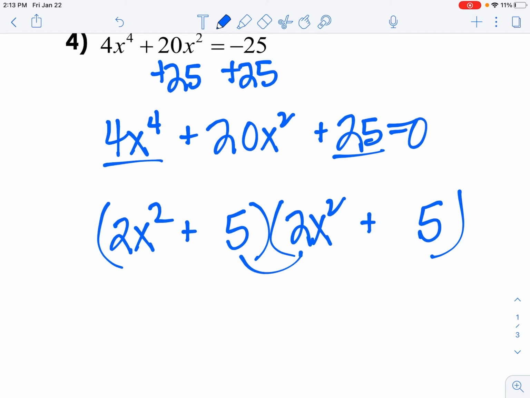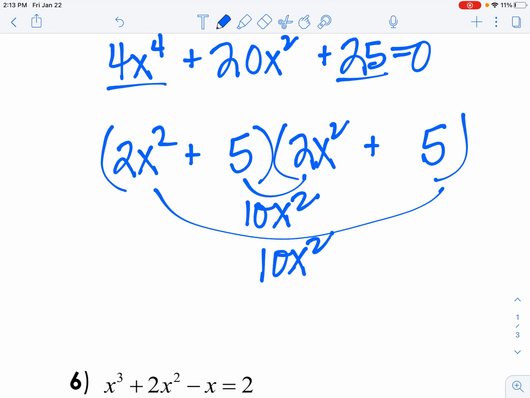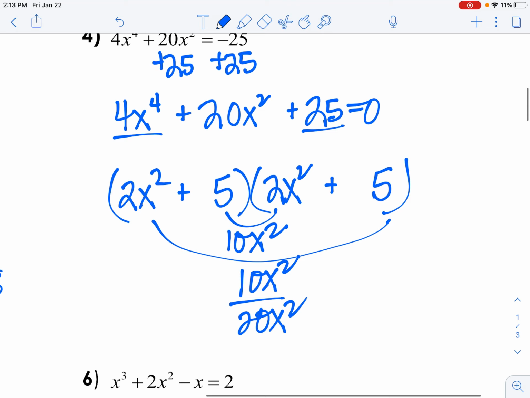So then to check, I FOIL my inside and my outside. Inside I get 10x squared, outside I get 10x squared. So that is 20x squared. So that works.